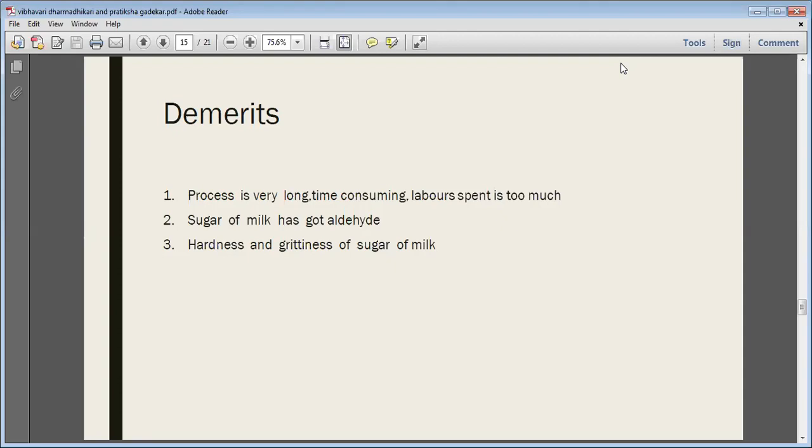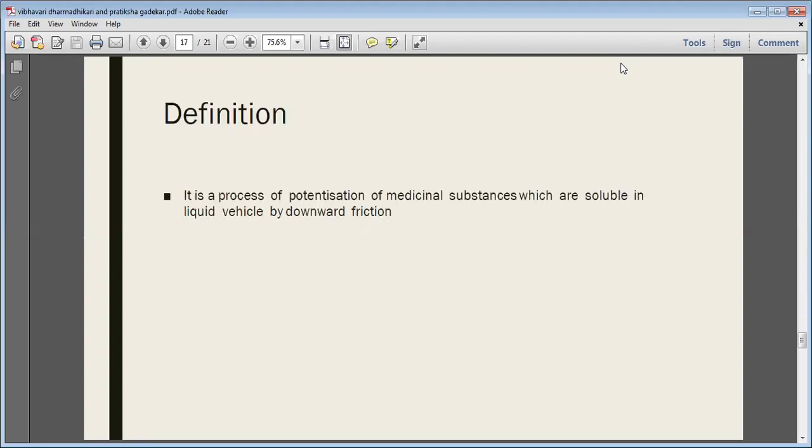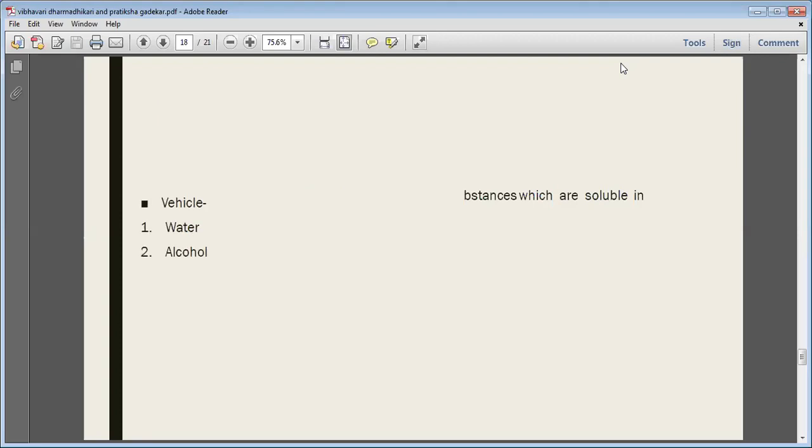Now, the second process of potentization is succussion. Succussion is again a process of potentization of medicinal substances which are soluble in a liquid vehicle, particularly in alcohol, by downward friction. So here we are giving strokes to that medicine. Succussion comes from the Latin word succussare, meaning shaking up.